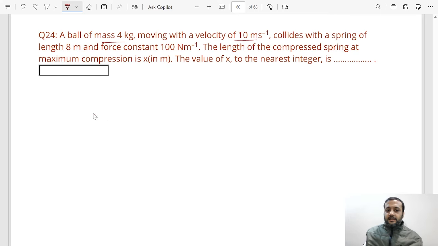So what is happening here? Let us say that this is the ground, and let's say this is the spring. Here there is a ball of mass 4 kg which is moving at 10 meter per second. The value of k is 100.